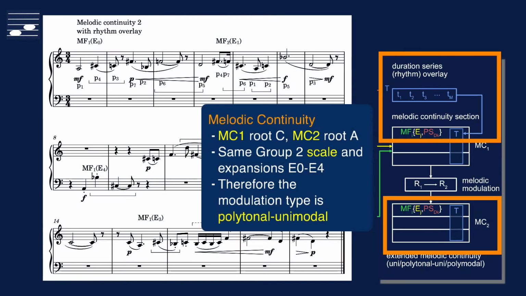The rhythm superimposition, the duration series overlay, is shown here. We may classify the modulation as polytonal unimodal, since we use the same set of 6 expansion scales, only transposed to a new root, a different key. This classification aspect was discussed in the Group 1 Part 3 tutorial.